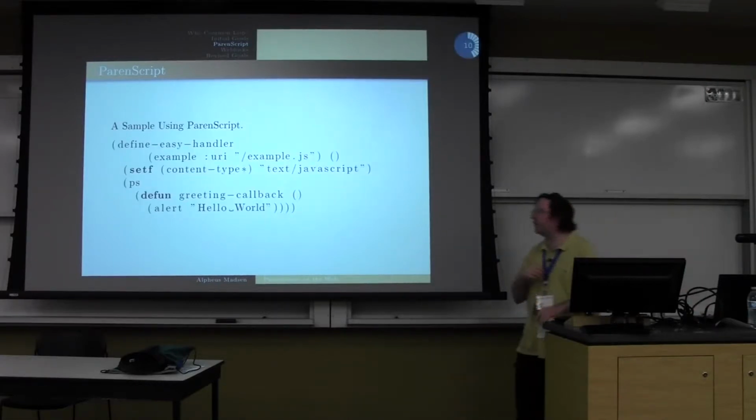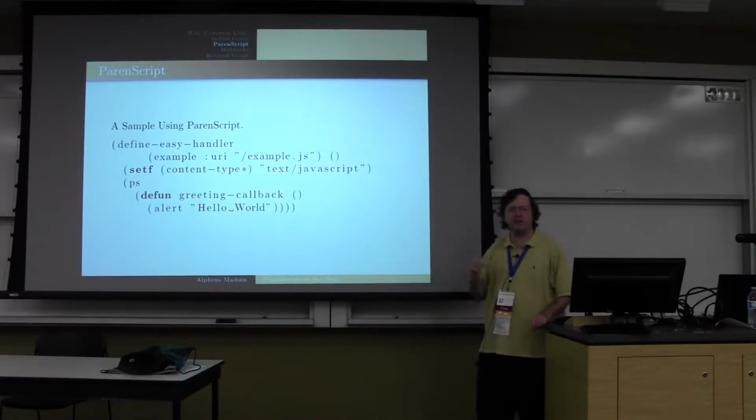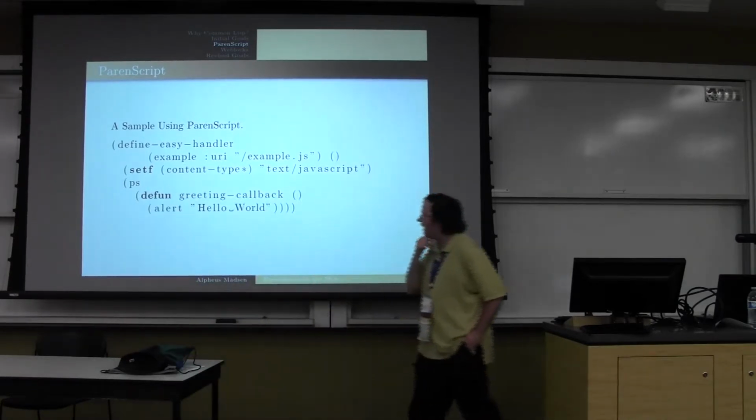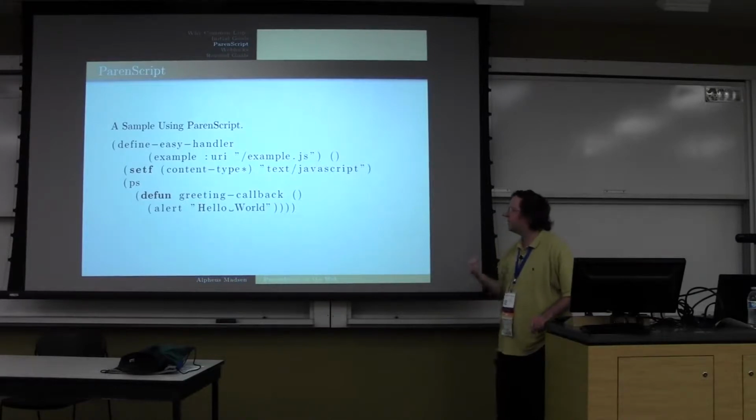So here's a sample of using ParenScript, and basically the portion that actually compiles to JavaScript is right here, the PS macro. This is actually a fairly simple example that will give you an alert when you click on this, or when you call this handler for the example.